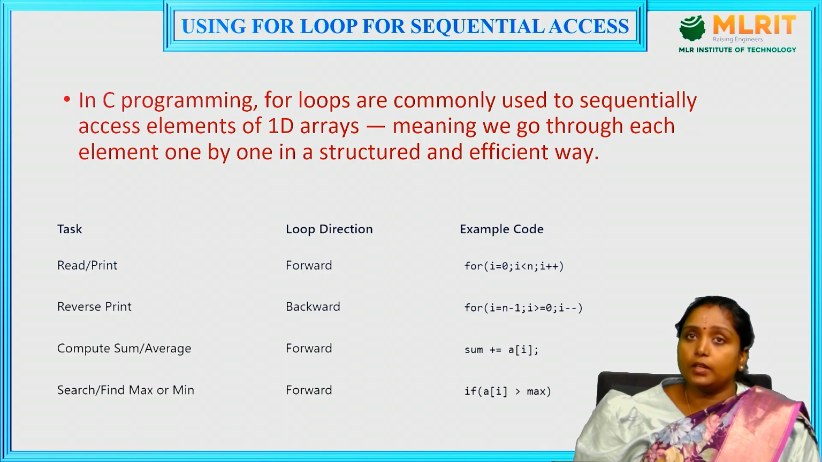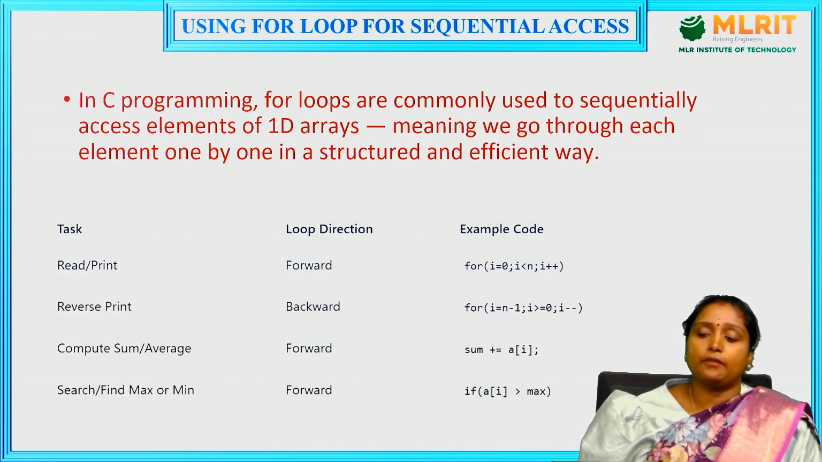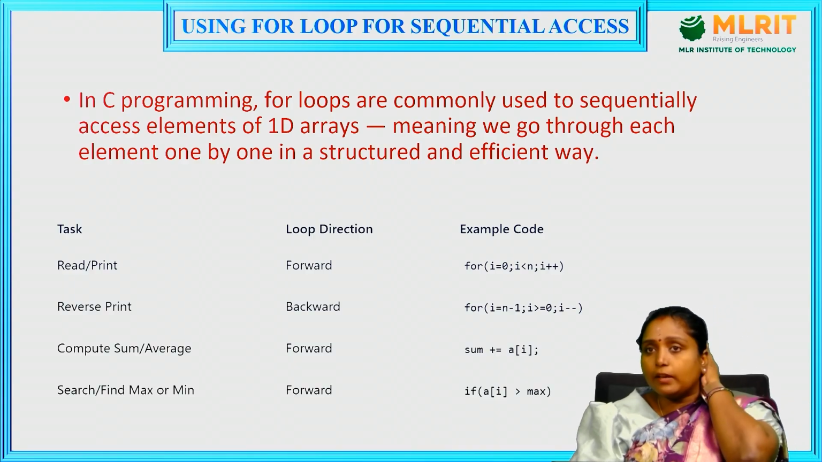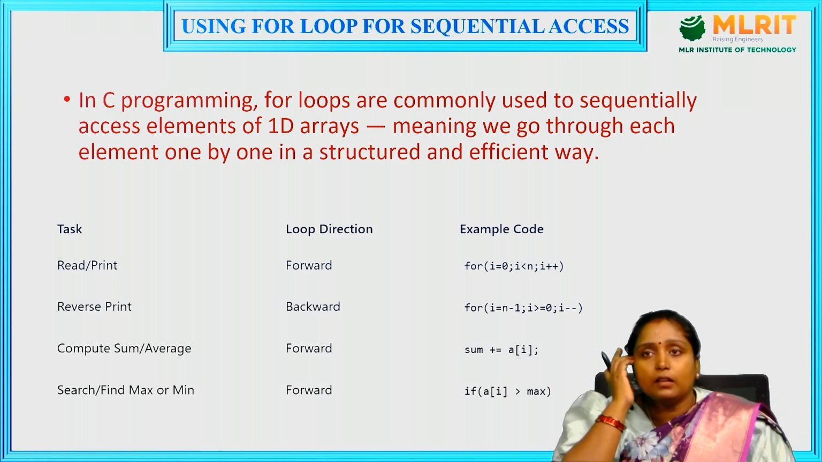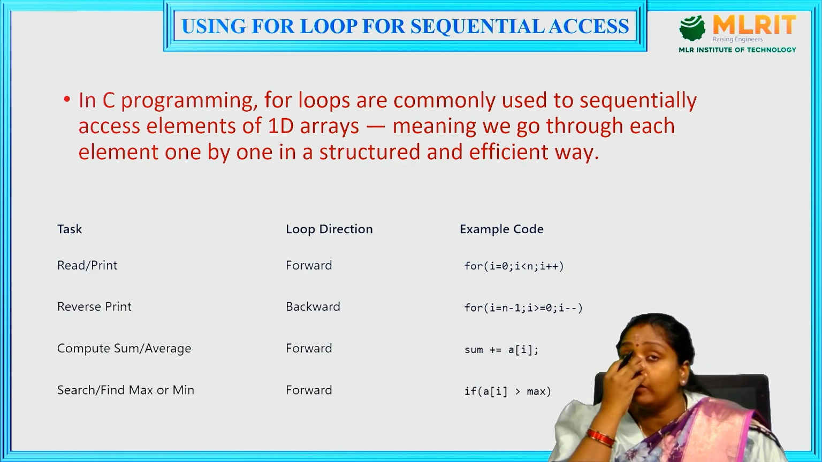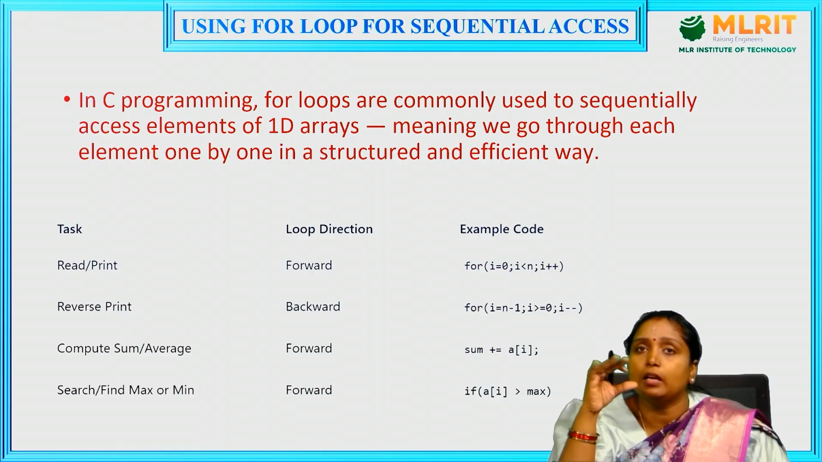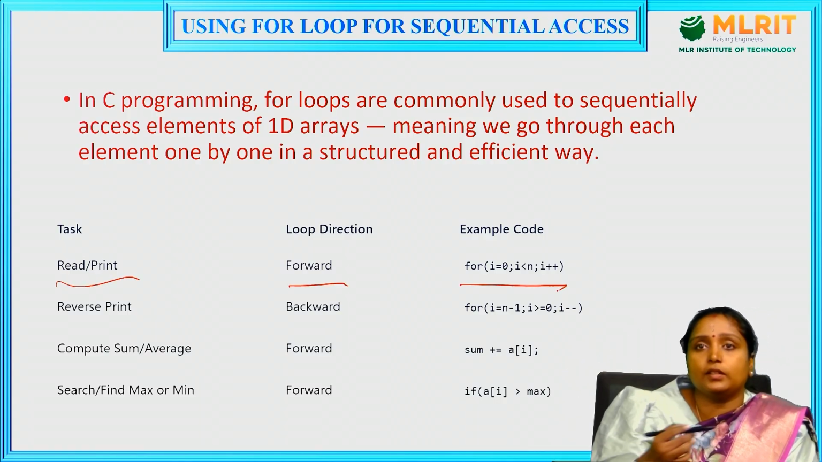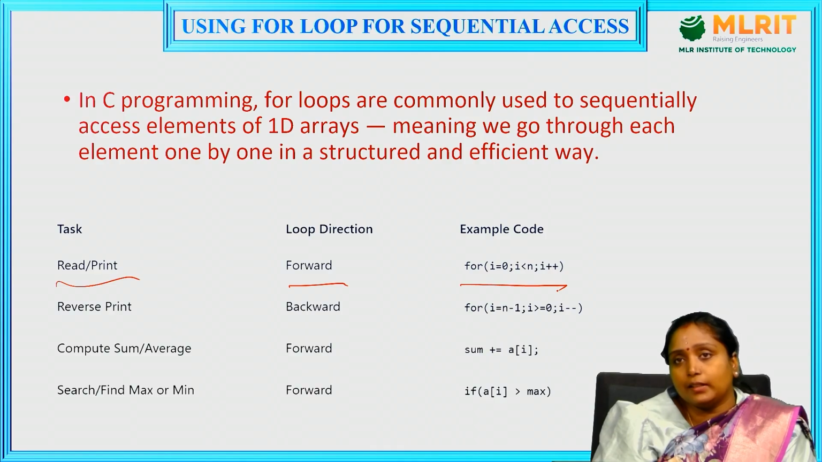Coming to using a for loop for sequential access. If I have an array that can hold n number of elements, and I'm holding 60 values, how do I print them? Should I print a of 0, a of 1, a of 2, a of 3 like this? No. We can use for loops for sequential access. To read and print in the forward direction, you can use for I equals 0, I less than n, I plus plus.